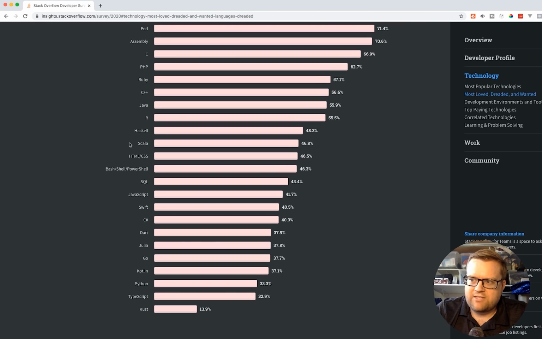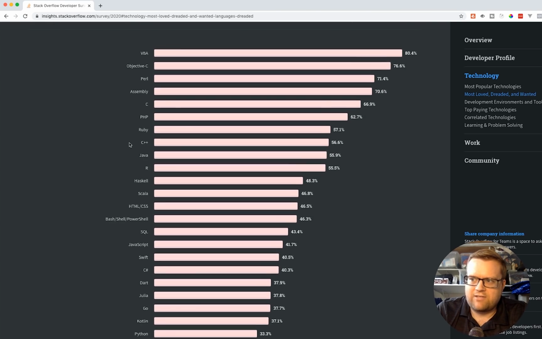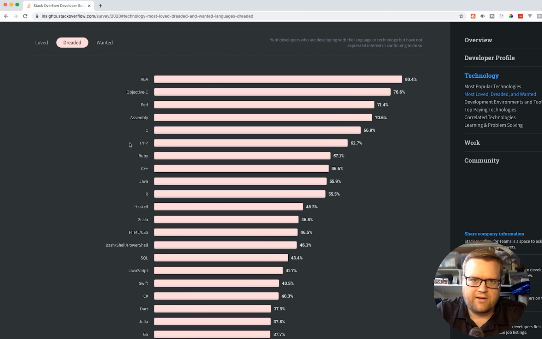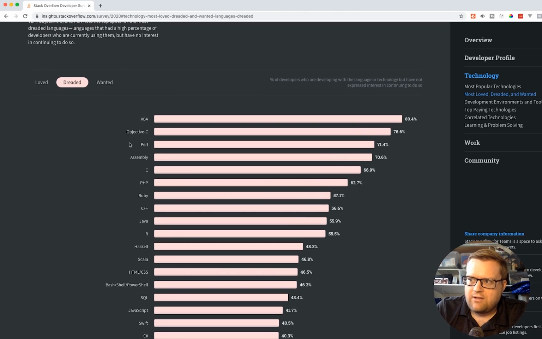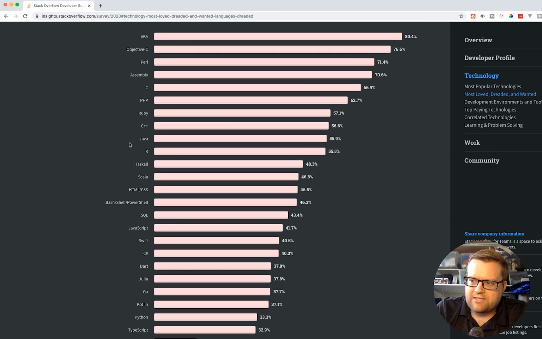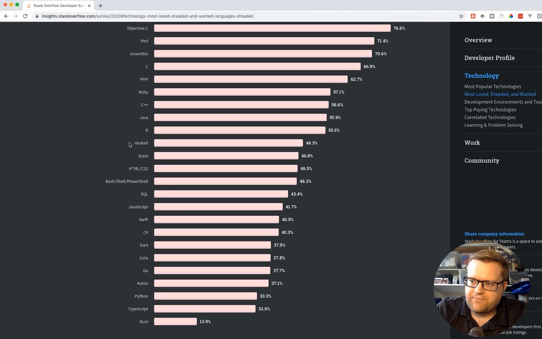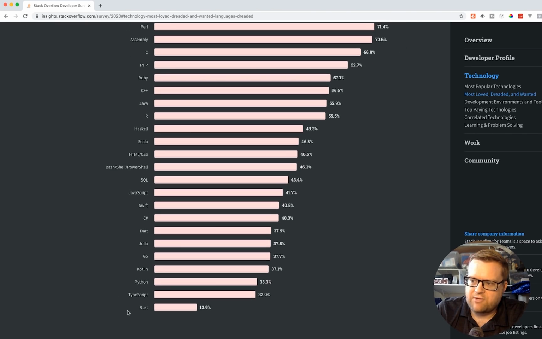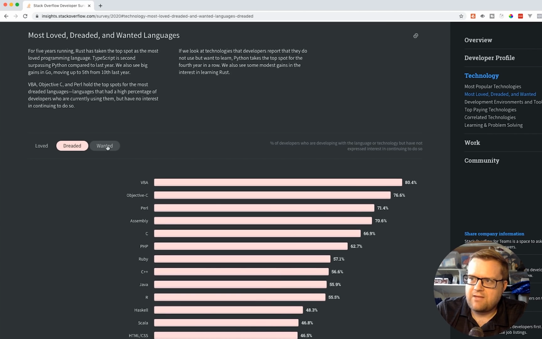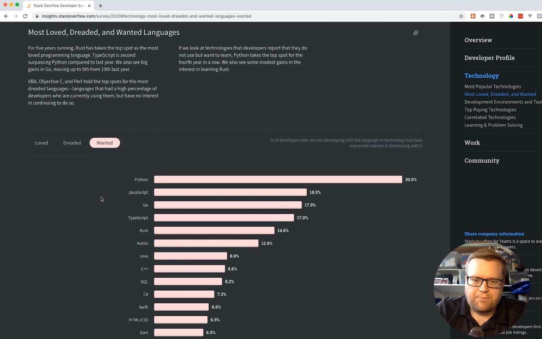So one thing you don't see here is Angular. In the State of JavaScript survey, they said that Angular was probably one of the most dreaded frameworks, like people didn't like using it as much, and obviously it's not even represented here at all. This doesn't look like it goes into frameworks, but you don't see it at all. Someone did put TypeScript right at the bottom. I think Python's super popular, as it always is. Python and JavaScript and Go are some of the most wanted ones.